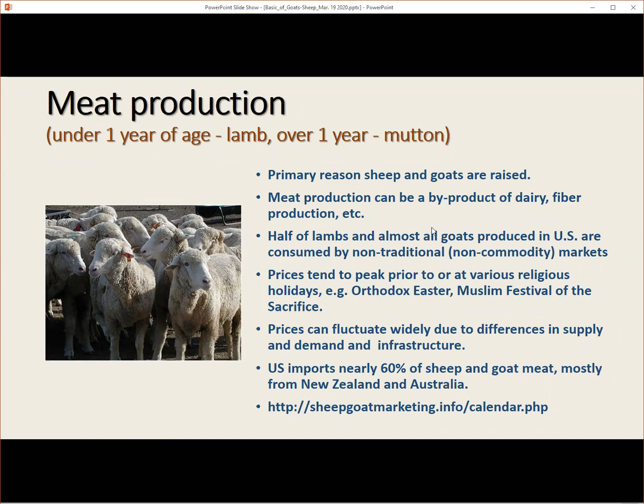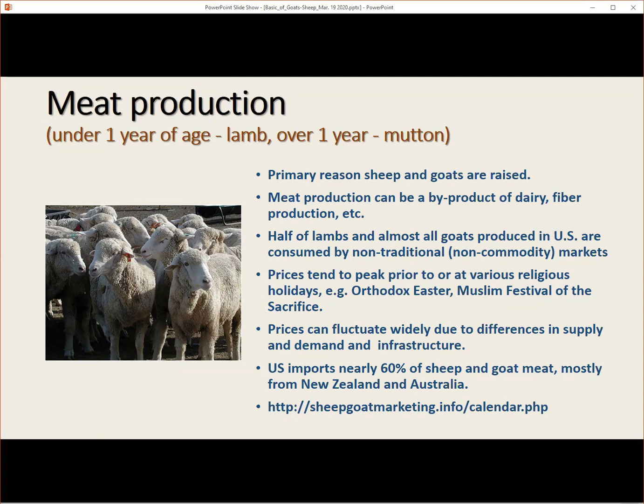Half of lamb and almost all the goat produced in the U.S. is consumed by non-traditional markets, non-commodity markets. The other thing we have to remember when we're selling meat from these animals is that the prices tend to peak around various religious holidays. Easter, the various Easters, whether Christian or Orthodox Easter, all the various Muslim festivals, as well as some festivals that go on in the Caribbean and in Central America, Carnival and things like that. So the price can vary tremendously because of when the demand is in relation to when the supply is.